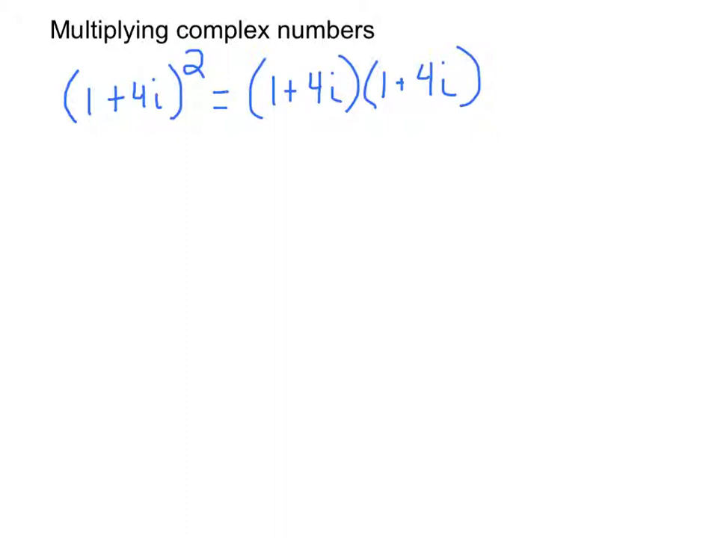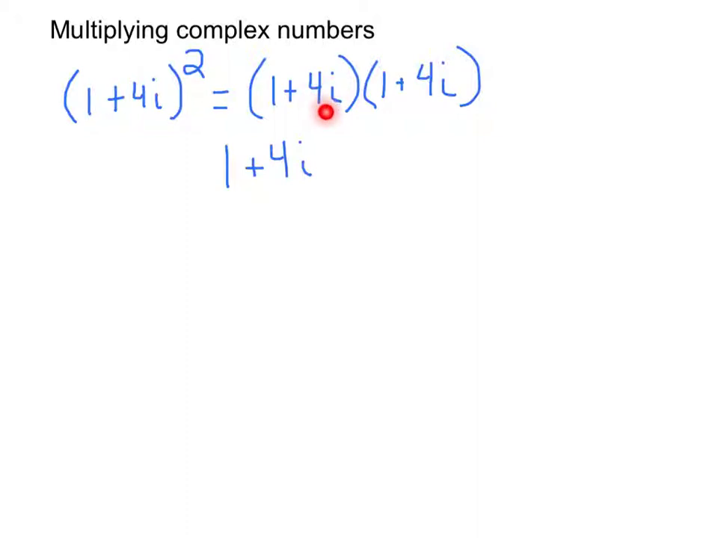We need to make sure to multiply this 1 by everything in this second parenthesis. So let's do that first. 1 times 1 would yield me 1. Next up, we have 1 times 4i, which will yield me 4i. You'll notice I am doing the FOIL method on this one. You can use that method. It's a binomial times a binomial, so that will work. Otherwise, it's just distribution. That's really all we're doing here.